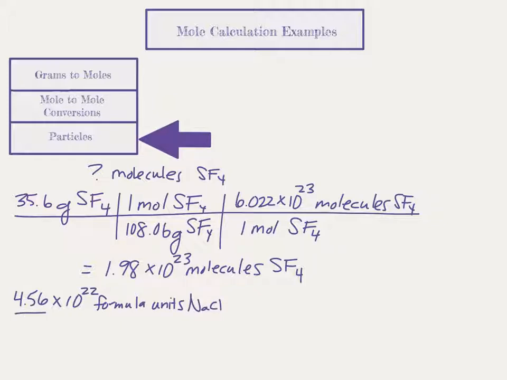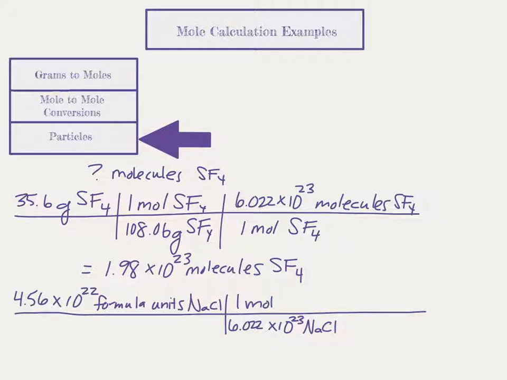We can treat formula units like we would atoms or molecules and cancel them using Avogadro's number, 6.022 times 10 to the 23. I'm going to abbreviate here. Sodium chloride formula units are 1 mole of sodium chloride. And from there, we can multiply the moles by the molar mass to get back to grams. Molar mass of sodium chloride is 58.44 grams sodium chloride per mole. And finish up this calculation.